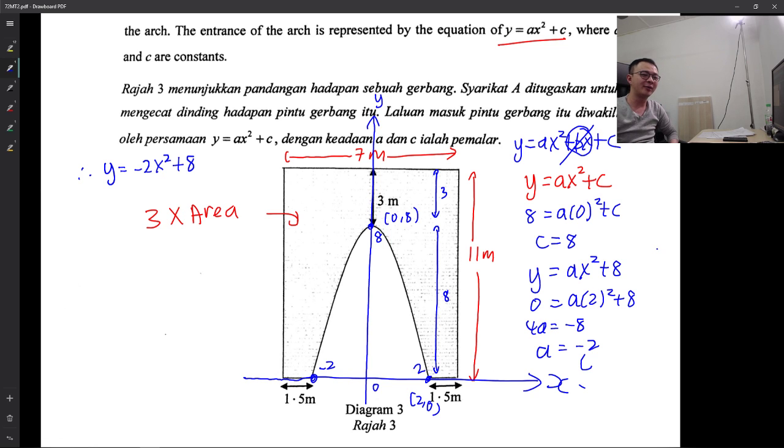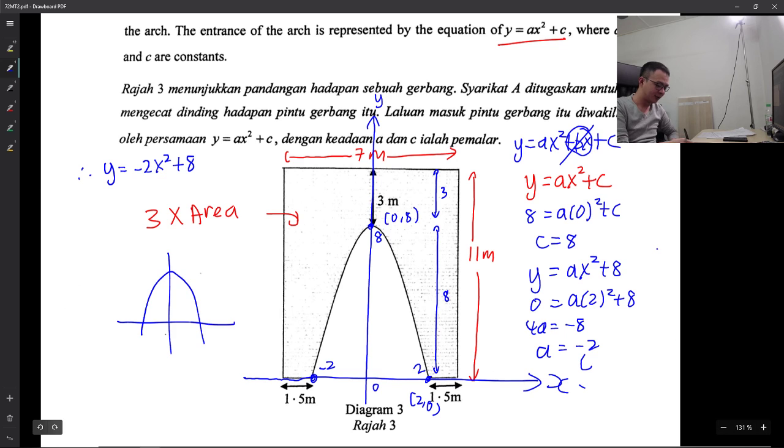Why do we have to sub in y and x? Because the curve itself passes through these 3 coordinates. You can sub any of these 3 coordinates to find your a and c. But of course, if you use the (0, 8) to find the c value, and you sub in the (0, 8) again, there's no way you can find a. So this explains why we need to sub in the coordinate either (2, 0) or (-2, 0).